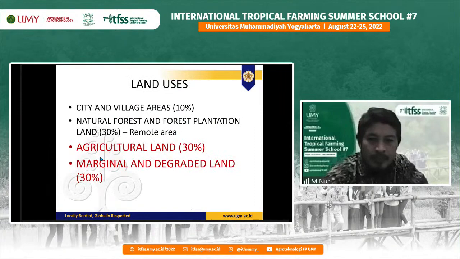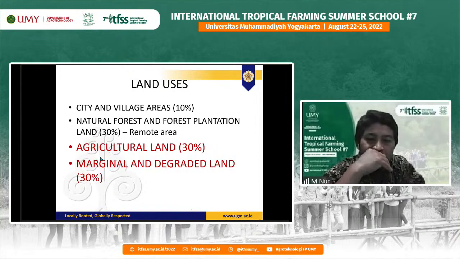Okay, but land use, as I mentioned in the videos: village, I think around 10%, and then natural forest and forest plantation 30%. And then agriculture land around 30%, and marginal and degraded land 30%. So in my presentation, I want to talk about all of these things, but not so detailed.